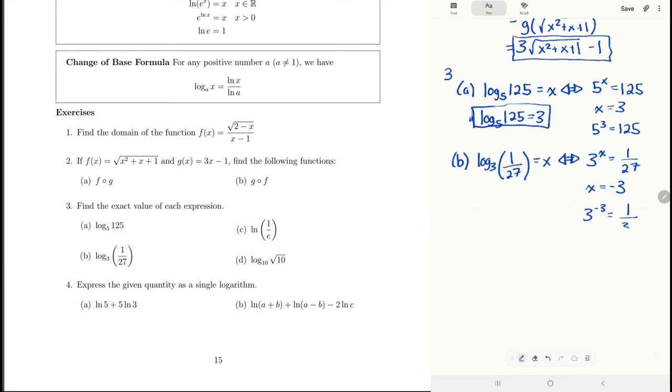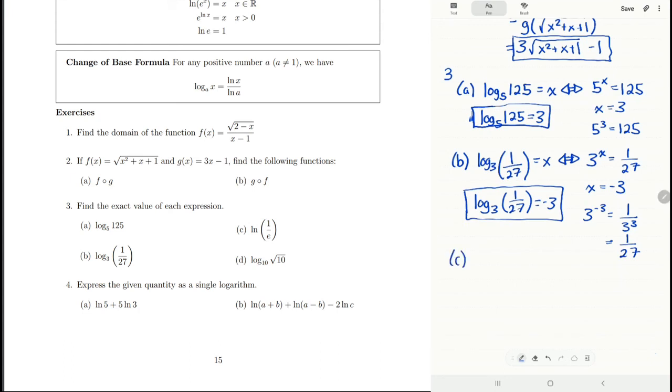over 3 to the power of 3, right? So we can write negative exponents as a reciprocal. And 3 to the power of 3 is equal to 27. So the exponent on base 3 that gives us 1 over 27 is negative 3. So this tells us that the log base 3 of 1 over 27 is negative 3.